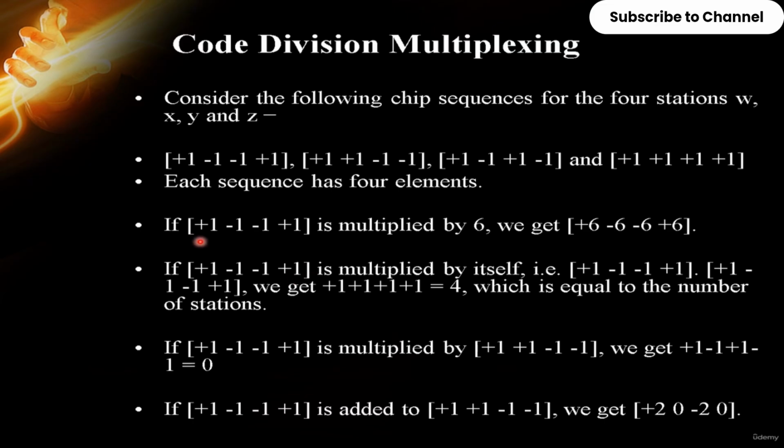Then if a sequence is multiplied by itself, the answer is 4, which is equal to the number of stations. We had 4 stations, and if this sequence is multiplied by another sequence, we get another sequence as the result, and the answer is 0.